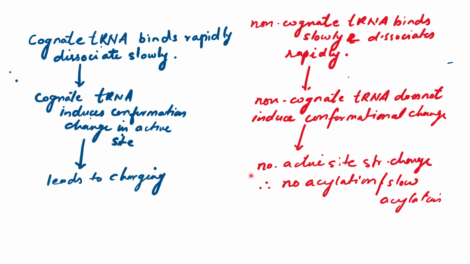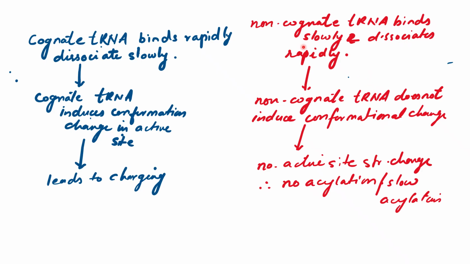Let us understand this with much more clarity. Case 1 represents what happens when the correct amino acid and tRNA is there at the active site. The cognate tRNA binds rapidly, dissociates slowly. Cognate tRNA will induce the required conformational change at the active site, leading to charging.